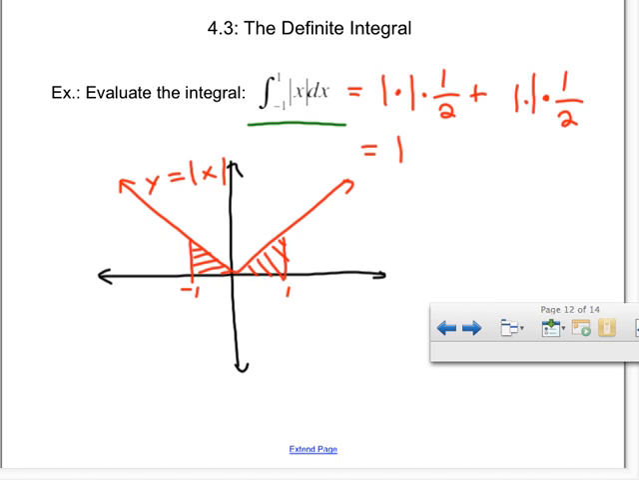1/2 plus 1/2 is 1. What if this integral were from 1 to -1 instead? How would that change our answer? If the integral were listed as 1 to -1 instead, we would be moving and accumulating area backwards. So this would be -1 instead of 1.